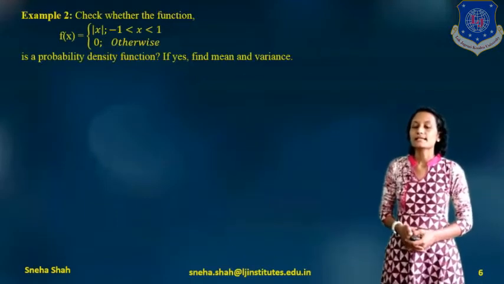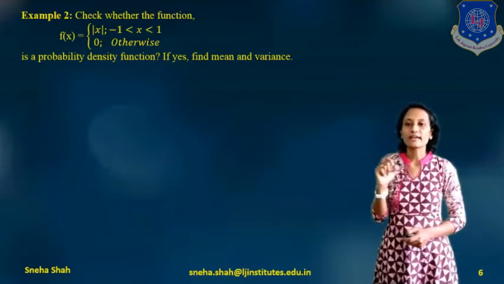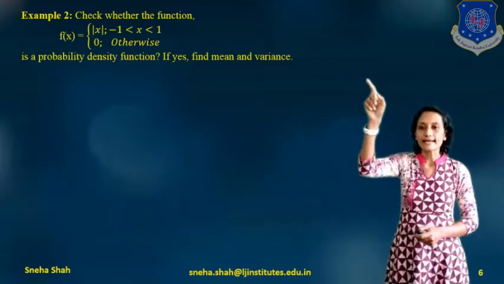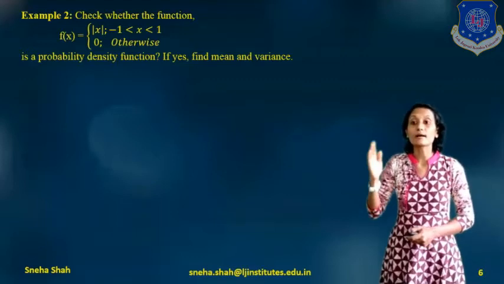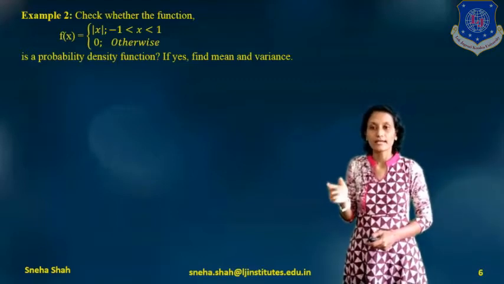Now the next example is: check whether the function f of x equals mod of x for x in between minus 1 to 1, otherwise its value will be 0, is a probability density function.